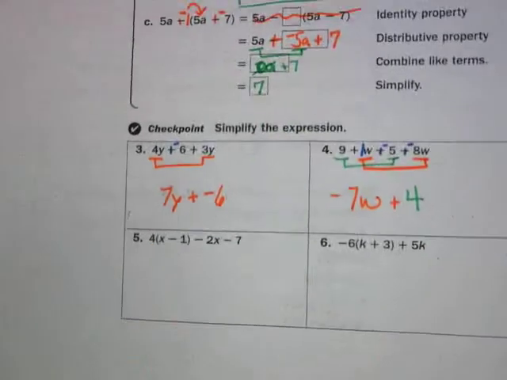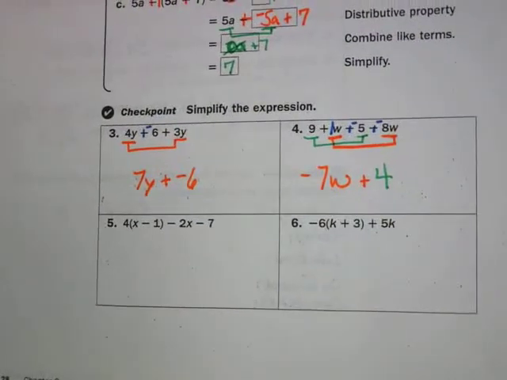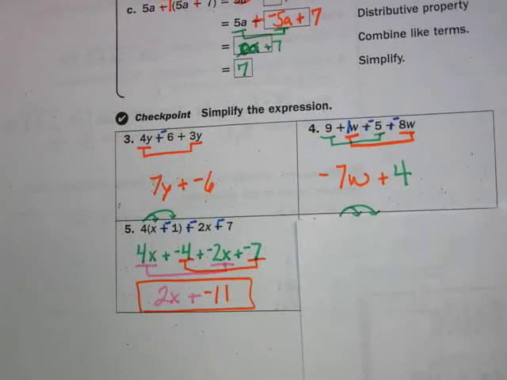All right, let's see how you did. We have 2 more to practice here, and then I'm going to give you one bonus challenge after that. But you're going to do 5 and 6, and then come back and see how you did. Pause the video. Okay, did you get 2x plus negative 11 or minus 11?